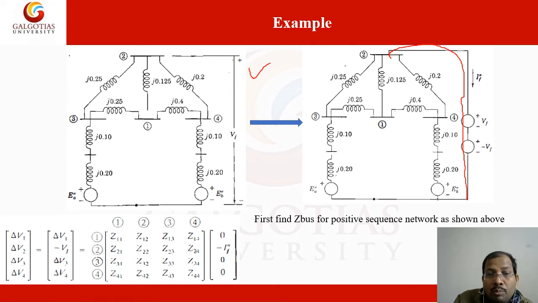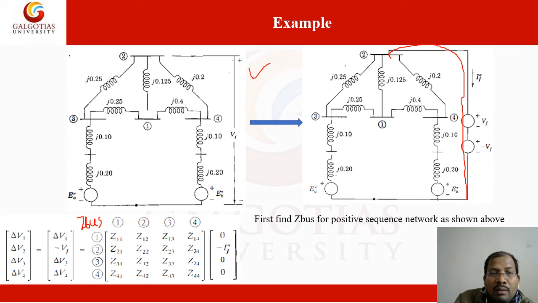Then we have to calculate the Z bus for this network. So this is the Z bus. For a 4 bus system, the order of Z bus is 4 by 4. This is a 3-phase fault, and in a 3-phase fault you know that only the positive sequence is there. There is no negative sequence or zero sequence. So we have to calculate the positive sequence Z bus, and we get it in this form.